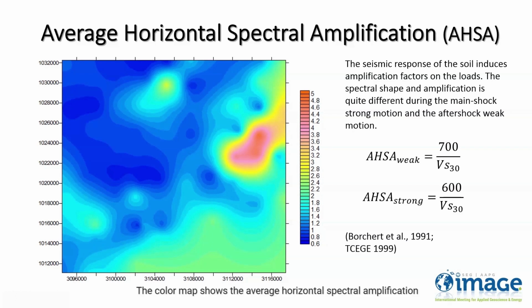The color map shows the average horizontal spectral amplification for strong motion. Here again the pink region has the highest amplification factor, and its trend is almost similar to the previous two maps for soil amplification factor and soil fundamental period.